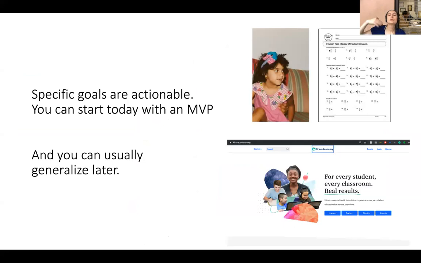Okay, so these specific and narrow goals are actionable, and you can start today with a minimum viable product, like just Nadia and her fractions, and then you can generalize later once you know that it works. Right? So this is like the bottom-up approach. You start with the people and narrow goals, and you build up your way to an empire. I'll just show you a ton more examples of this.